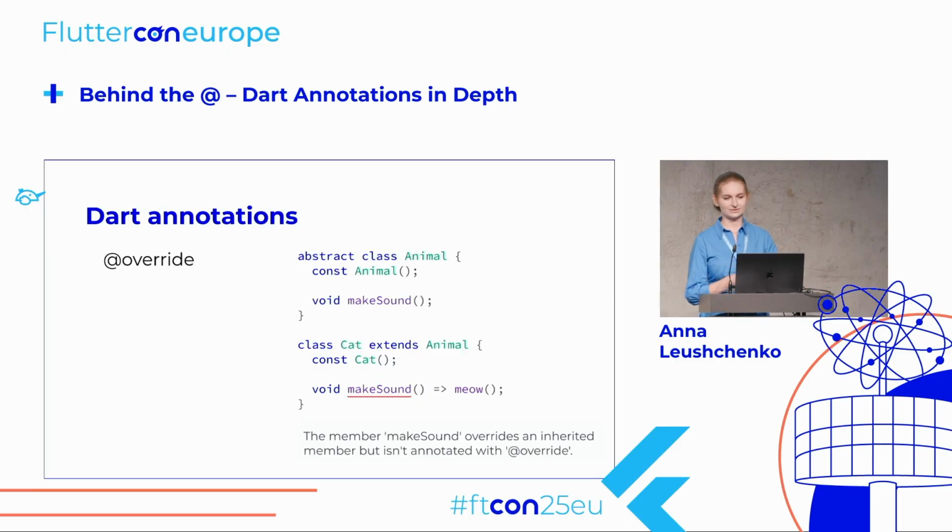I'll start with the most basic and popular one, override. Here we have a classic object-oriented example with an animal abstract base class and a method called makeSound. And we have a child class Cat that provides an implementation of that makeSound method. And this code generates a warning that the member makeSound overrides an inherited member, but isn't annotated with override. And this will be true for any child class that declares a member with the same name as a base class and does not use the override annotation.